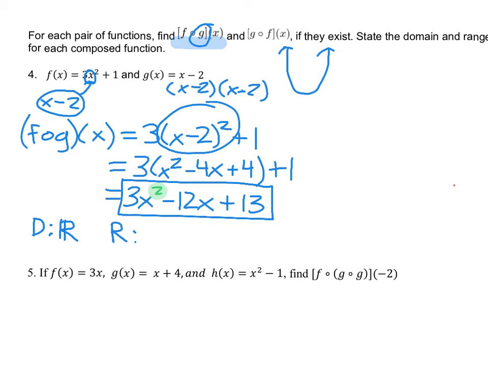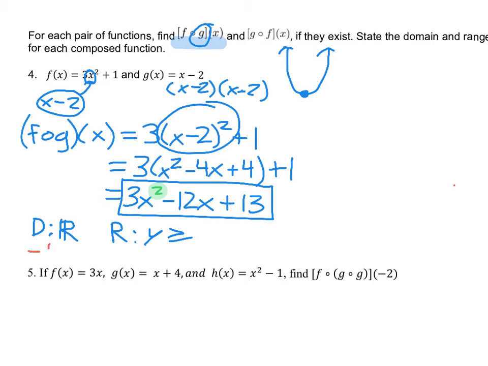I know this parabola opens up because the leading coefficient is positive. It's positive 3. So because it opens up, it has a minimum. So we know that the range is going to be y is greater than or equal to, and we have to figure out what that minimum value is. So recall that the minimum value is the y coordinate of the vertex.